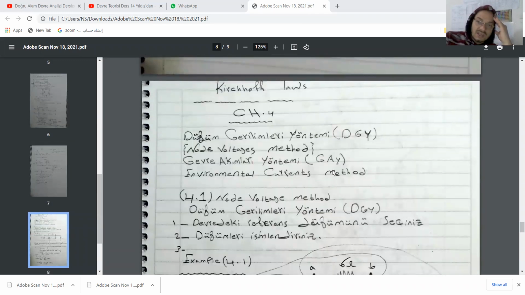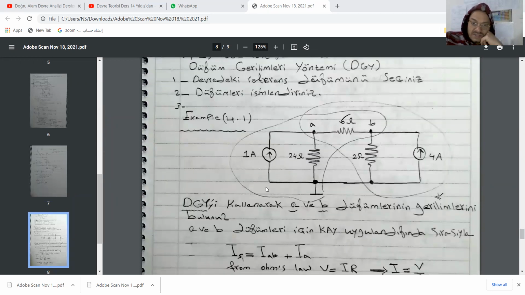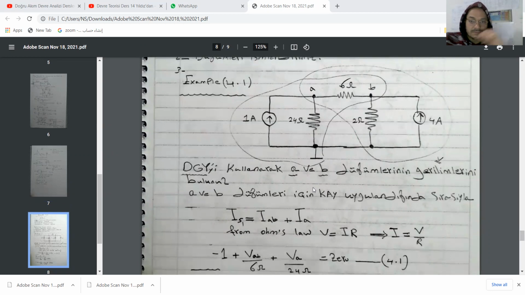Here let's take another example on Kirchhoff's law. Here we have these circuits. We have two independent current sources, 1 ampere and 4 ampere. We have three different values of ohm. We have two nodes A, B, here the reference points.